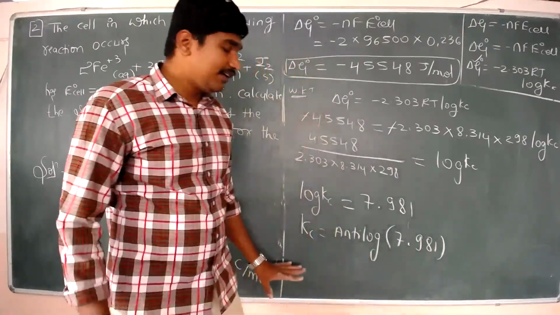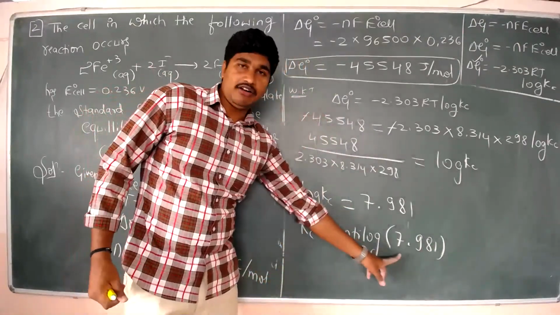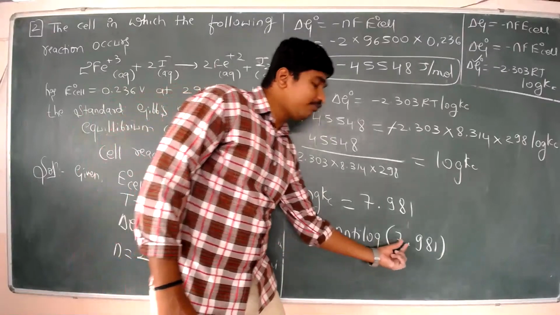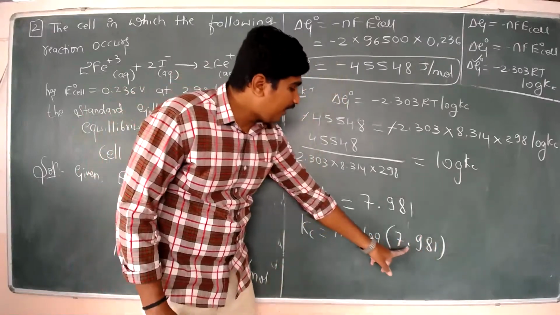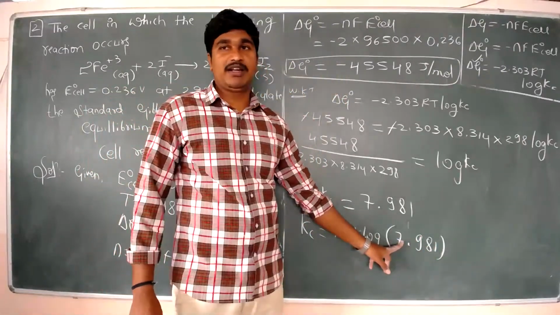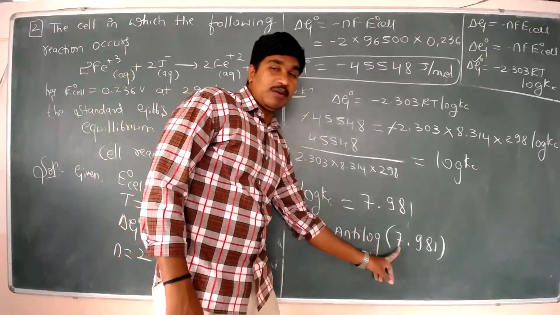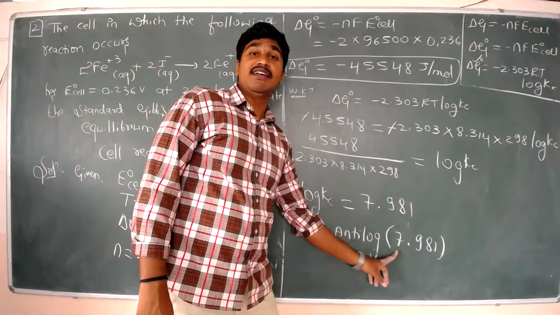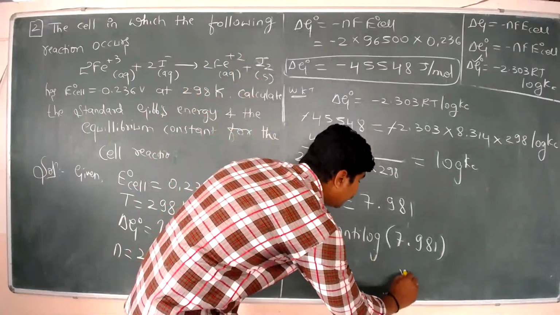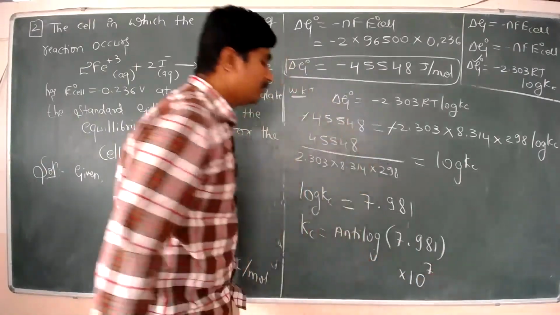How to check the positive value anti-log? Whatever may be the value before the decimal, it will become 10 to the power. Here before the decimal, what is there? 7 is there. It will become 10 to the power plus 7.